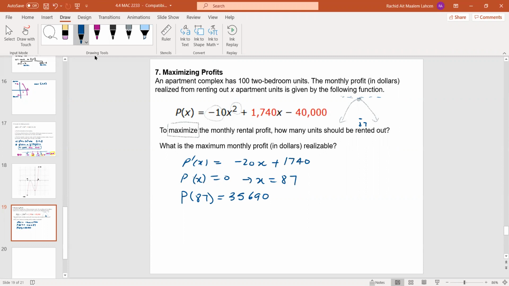So yes, there is a monthly profit of 35,690 when rented units are 87 units, right? And of course, in terms of a point, this is the point.